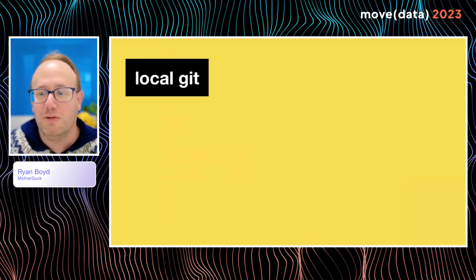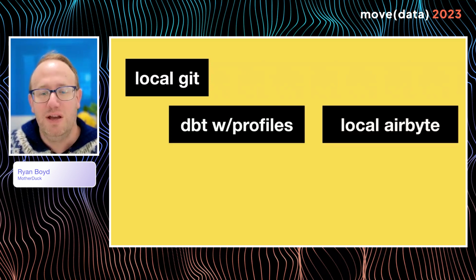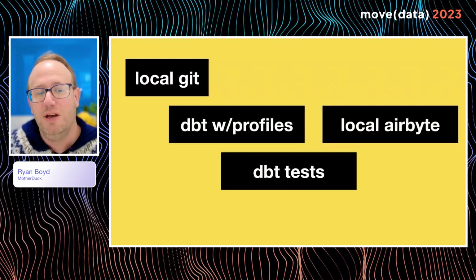We have a local Git repo, and that local Git repo stores all of our models and all of our SQL queries. It breaks it up into profiles, maybe, for our different stages. And we have maybe a local Airbyte instance that pulls in data, but maybe not quite as much data as in production. And we have tests that run locally.